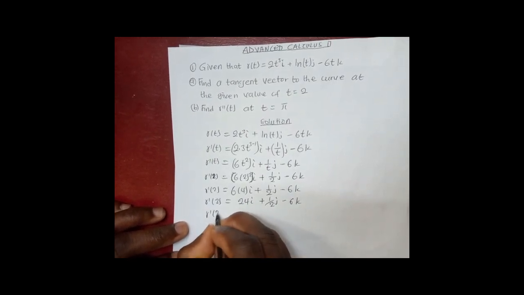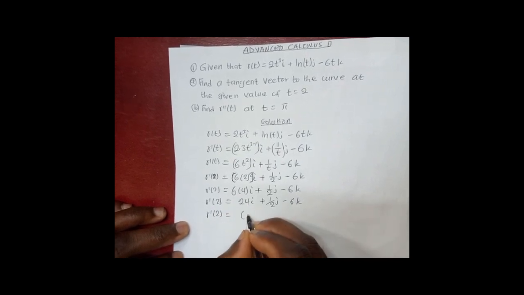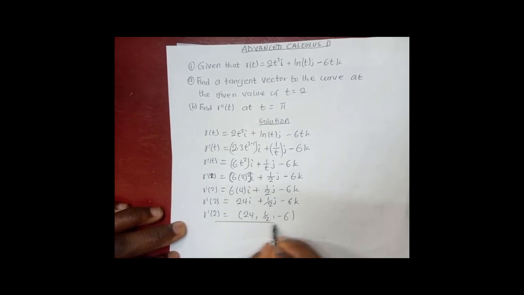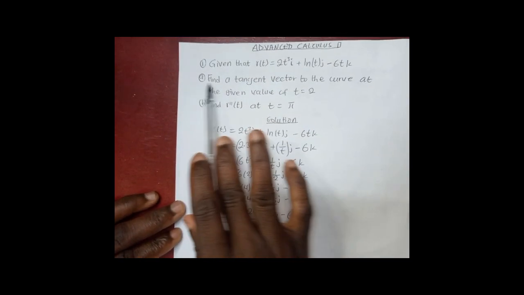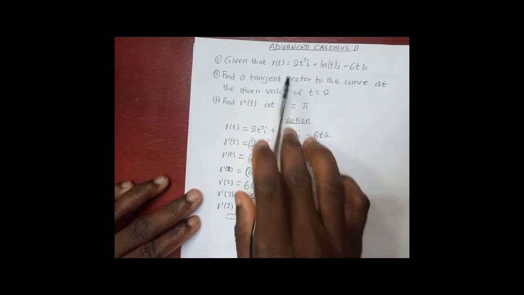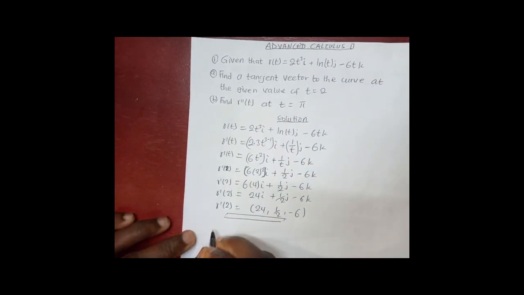After doing the substitution, we got this particular answer. Now, our focus here is to determine the tangent vector to the curve. So our r prime of 2 will now be 24, comma 1 half, comma minus 6. So this is the answer to part A. Now let's move on to the B part, which is the second derivative of this question.